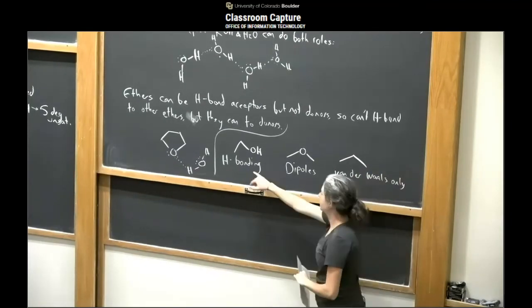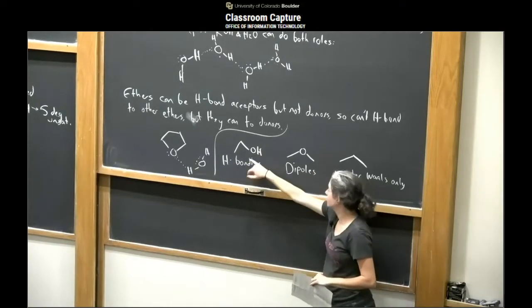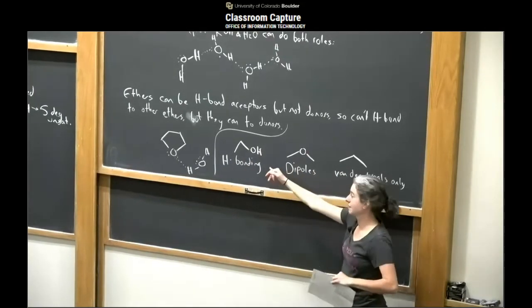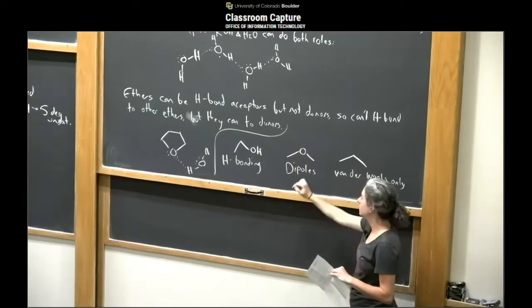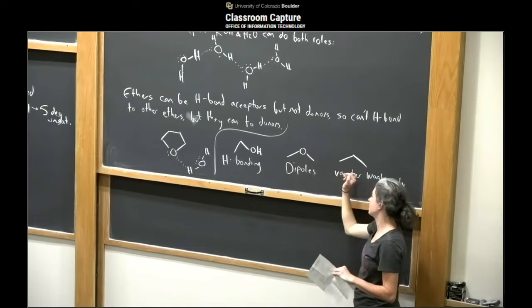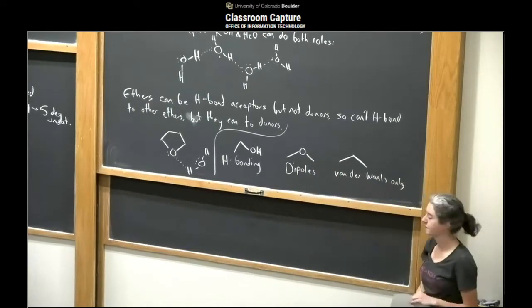Okay, so this one has H bonding, plus it also has the weaker 2. H bonding, it's also got dipoles, and it's got van der Waals, because everything has van der Waals. But H bonding is the strongest force going on there. Here, it's got dipoles and also van der Waals, but dipoles is the strongest force. This one is just van der Waals.